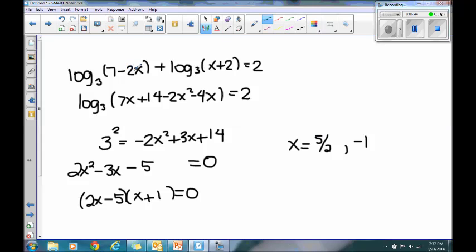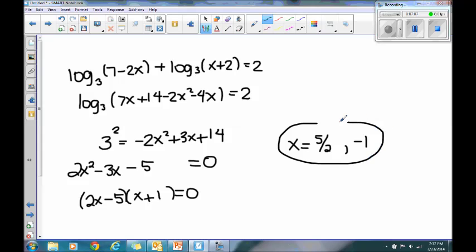7 minus 2 times 5 halves is 5. 7 minus 5 is 2. I'm in good shape there. 2.5 plus 2 more is positive, so I'm fine there. Notice that negative 1 plus 2 is positive. And if I take 7 minus 2 times negative 1, I'm really taking 7 plus 2 here, which is 9.